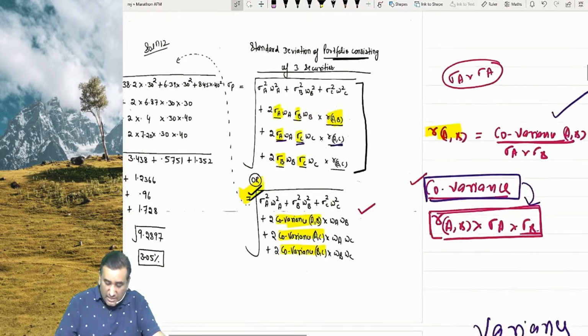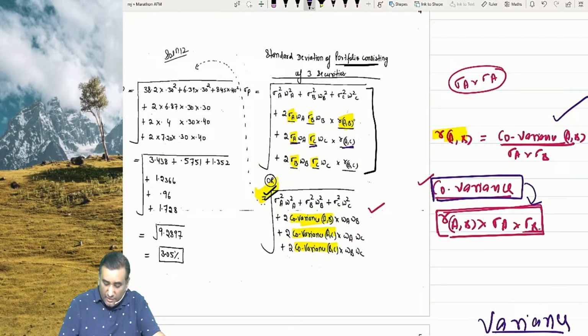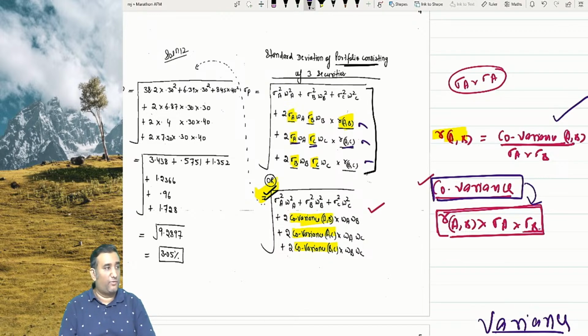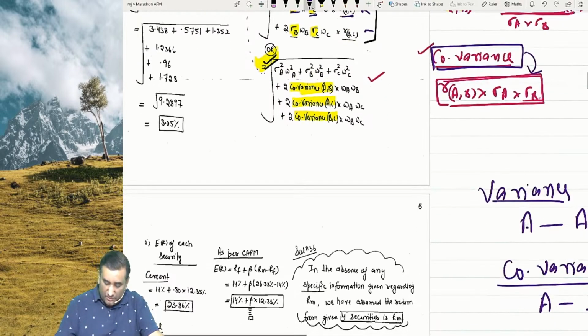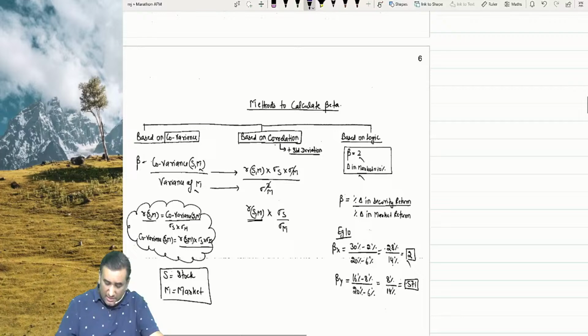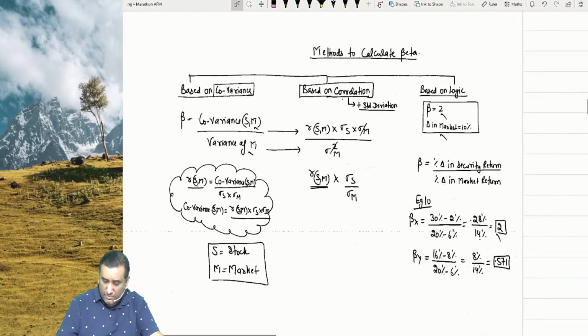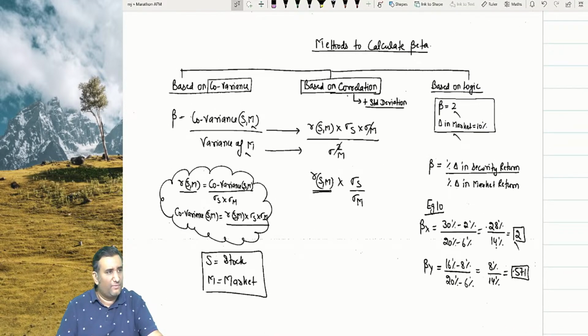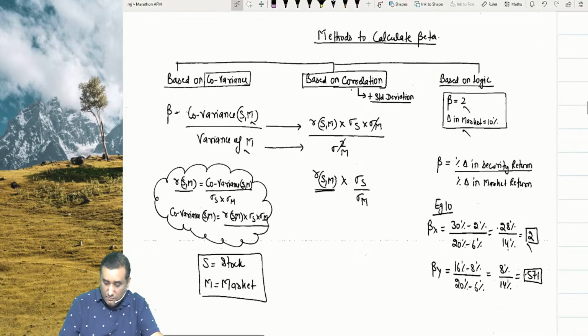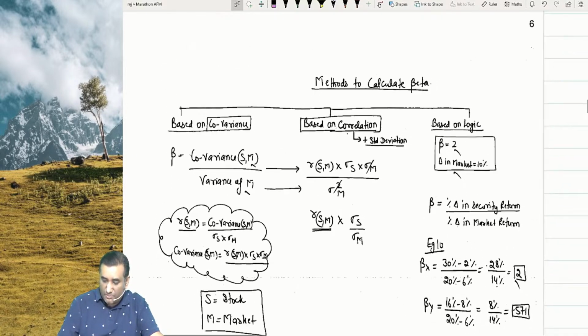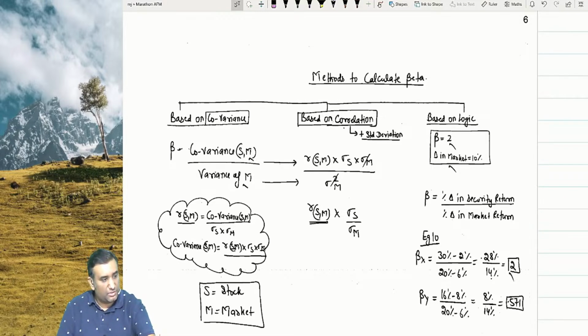Now the problem with the standard deviation formula is, if the number of securities keeps increasing to 4, 5, 6, then you have a problem with this R, and the formula will not be so straightforward, because 2 and 3 would still be manageable. After that it becomes problematic, and hence we have the concept of beta. Let me go to beta, which is the most important part of the chapter. These are the methods to calculate beta. Beta is the most important part to touch in the chapter.